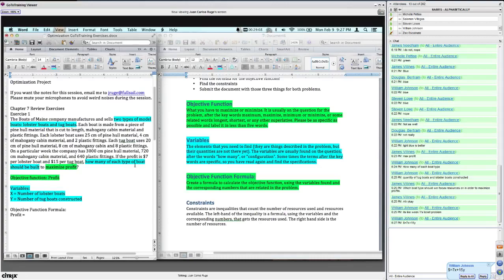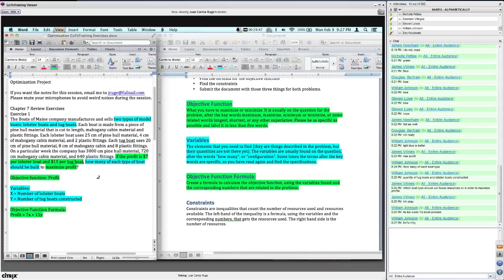William, thank you. It says here before the question, if the profit is $7 per lobster boat, so specifically, it's saying profit per lobster boat. So we know that this is going to be X. And then it says $15 per tugboat. So immediately, this is going to be 7X plus 15Y. Okay, and as I said before, this is going to be green. So this is green, and this part is green. Here is where we calculate the formula.